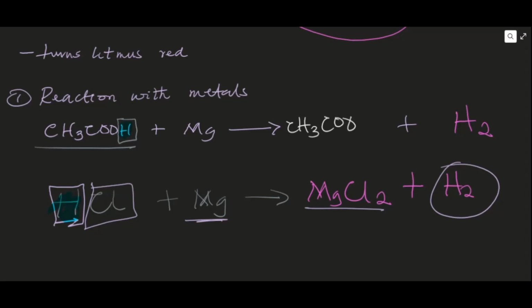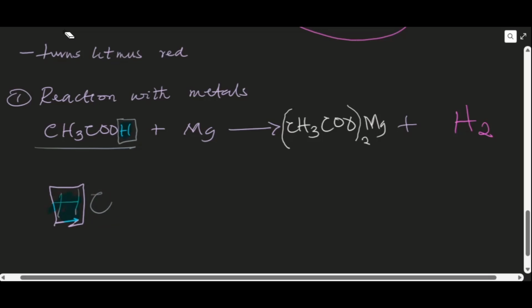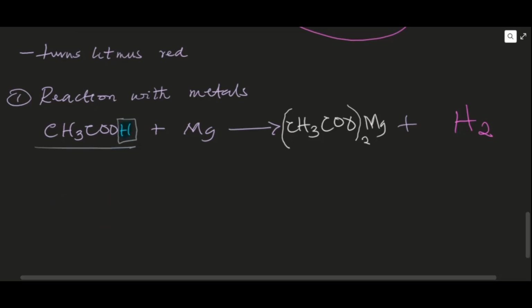So it's going to be CH3COO-Mg. Remember, we said MgCl2. So it means this one too, we have to open the bracket like this and put 2 here. So it is (CH3COO)2Mg. The name of the salt in the reaction between hydrochloric acid and magnesium is magnesium chloride. So the name of the salt that is formed when we react ethanoic acid with magnesium is magnesium ethanoate.